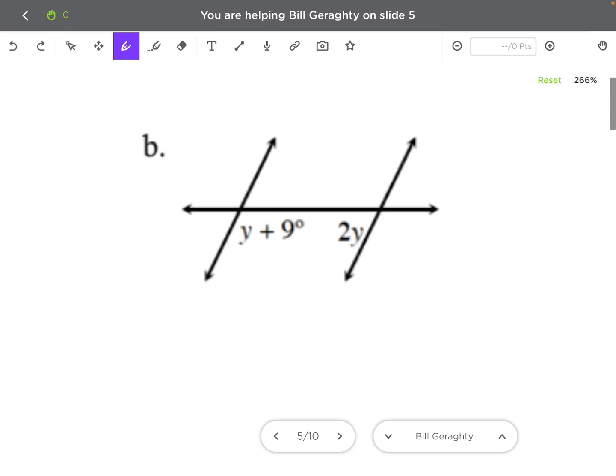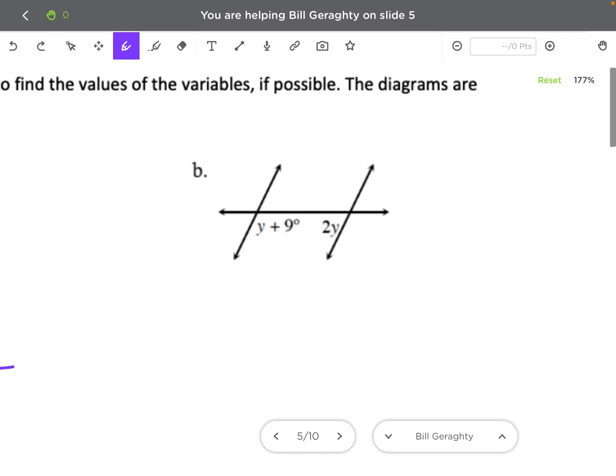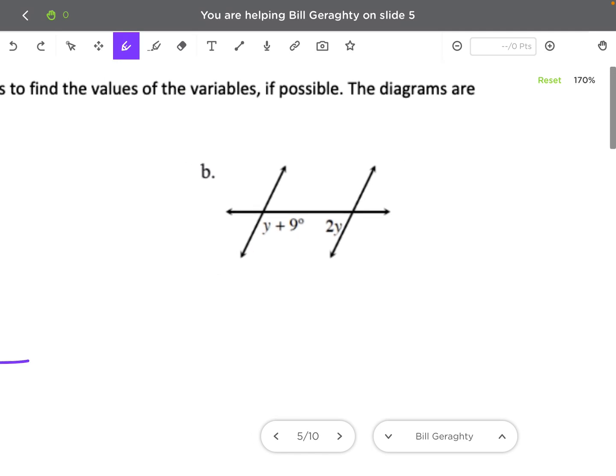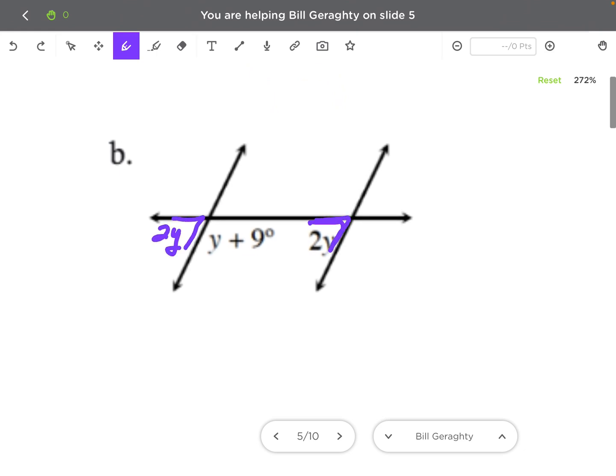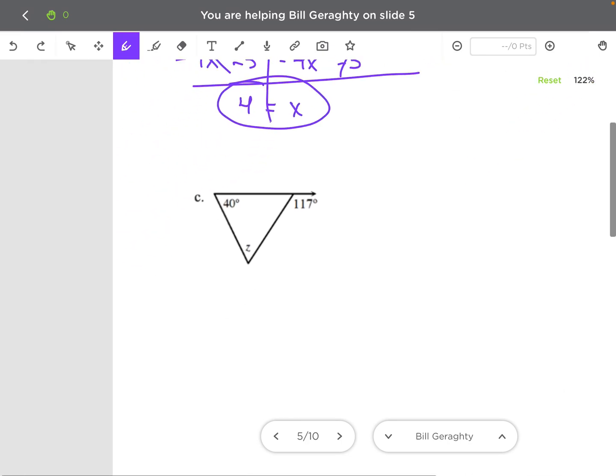Next piece of information for B, it says find the variables if possible. So originally I was like, wait a minute, if this is 2y, I can move it over, and this is going to be 2y, and I add those up and set it equal to 180. The problem is I don't know if these are parallel. If they were parallel, I could move this over here, and I can say this is 2y, this is 2y, but it does not tell me that these are parallel, so for now I'm going to put not possible. Okay, I'm not really sure.